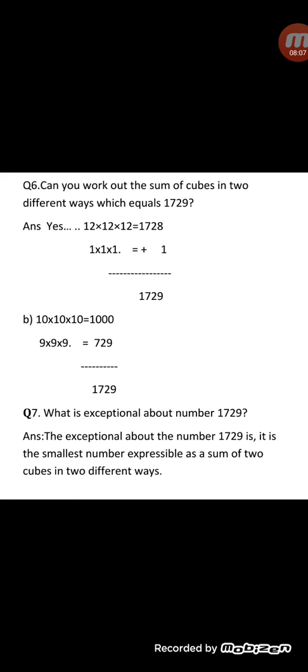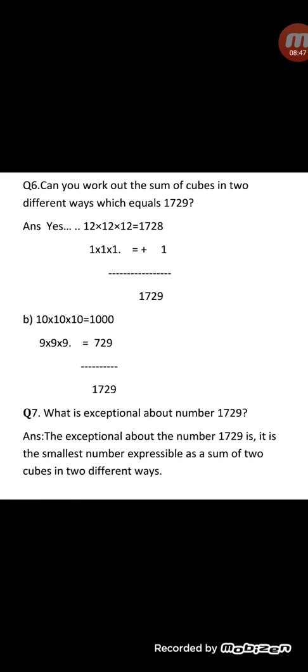The exceptional thing about the number 1729 is that it is the smallest number expressible as the sum of two cubes. Sum of two cubes means two numbers. Sum means plus. That is, cubes of numbers, three times multiplied and then added, in two different ways, right?